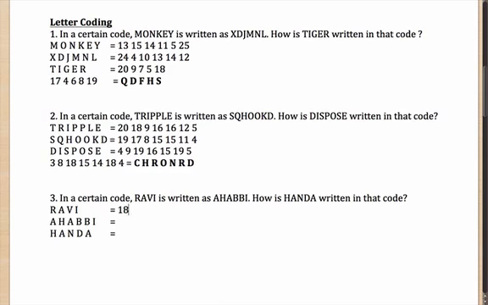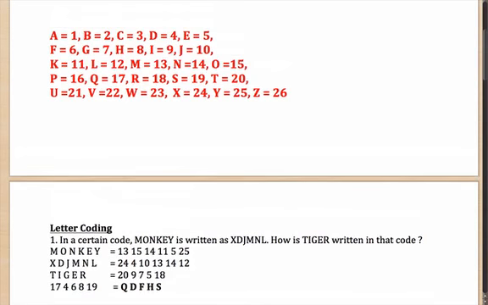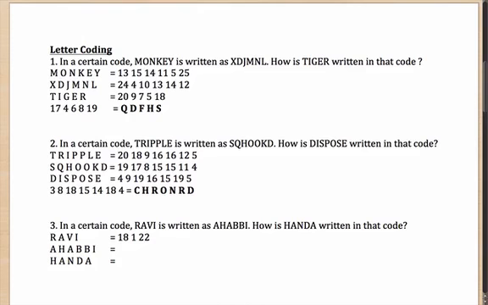Let us look at one more, a little more personal, I can say. Ravi is coded as AHABBI. Okay, so Ravi is 18, 1, and B is 22, I again is 9. What is AHABBI? A is 1, H is 8, A is 1, B is B, B is B, and this is 9. As you can see the pattern here, all that has happened is that the 2-digit numbers have split into 2, and that is what you need to do.